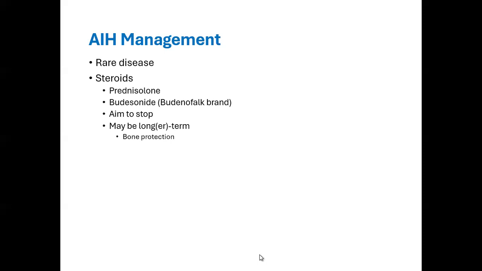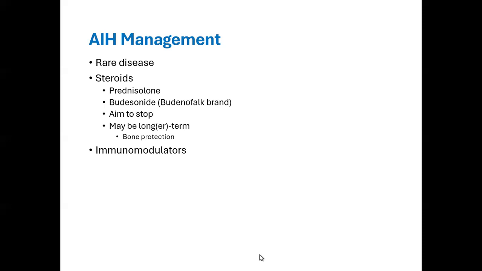So you might get prescriptions through your door that seem like ridiculous amounts of steroids. That is intentional, because what we don't want is the patient to run out, because if they run out, their autoimmune hepatitis flare risk is very, very high. And because of that, they should always definitely be on bone protection.